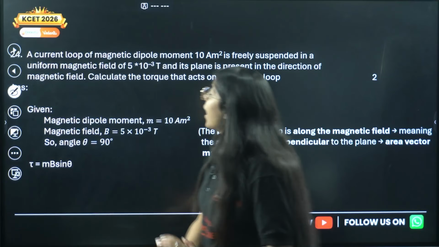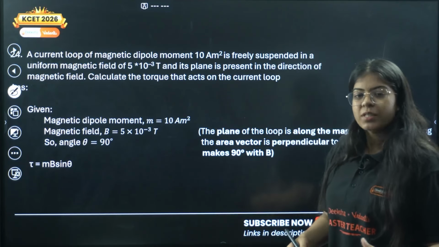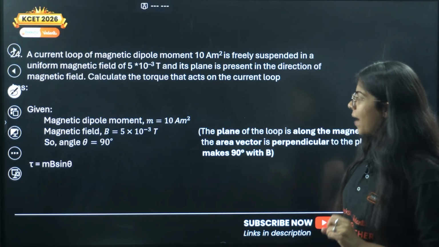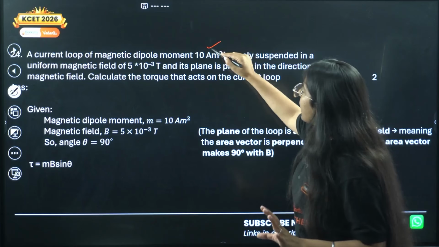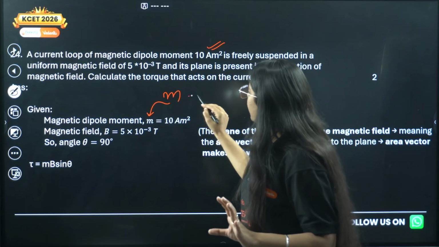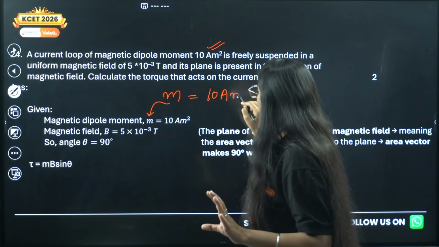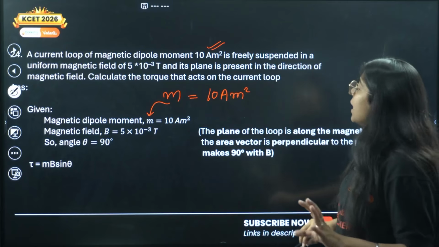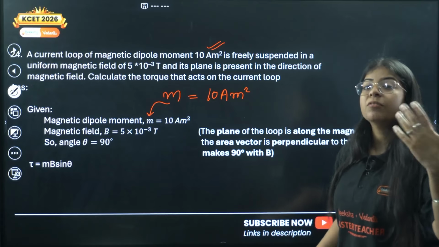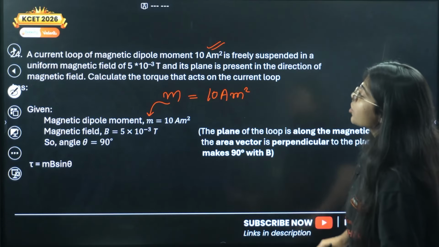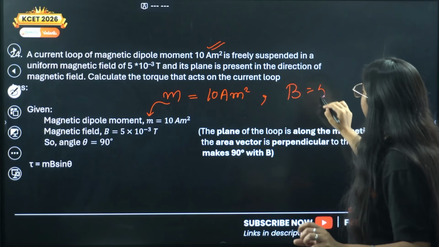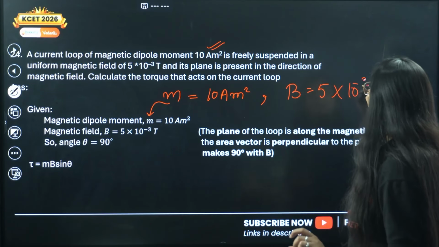A current loop of magnetic dipole moment. This is a very easy numerical. A current loop of magnetic dipole moment 10 ampere meter square is given. So M, that is magnetic dipole moment, is 10 ampere meter square, given to us in the question. Write it down. Everything that is given to you in the numerical, write it down so it will give you clarity. Is freely suspended in a uniform magnetic field. So we are also given a uniform magnetic field of 5 into 10 raised to the minus 3 Tesla.